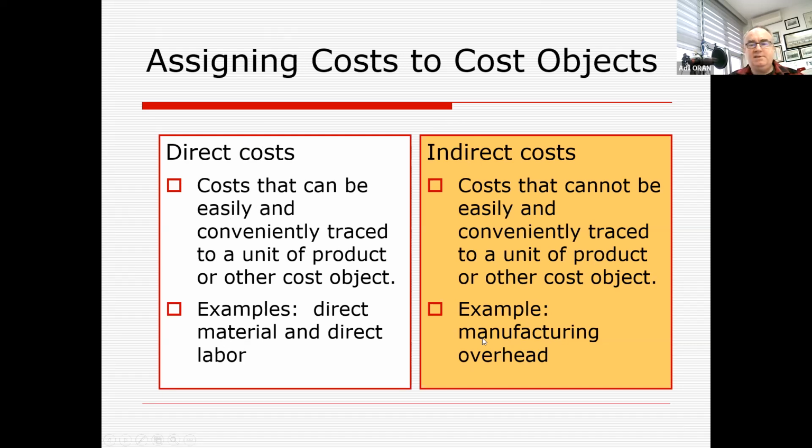Whereas indirect costs, again, illuminating the factory. So how much does a particular table that is produced in that factory, how much of the lighting of the factory has it used up? How much of the electricity, how much of the heating, how much of the cleaning has it used up? These are very difficult to trace directly, so you will include them as manufacturing overhead, and you will use some estimate to assign that manufacturing overhead to all of the different things that you have been producing.